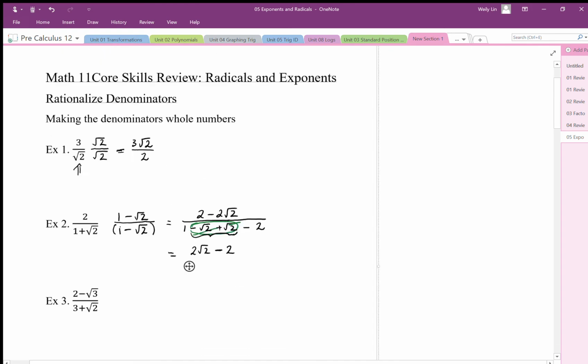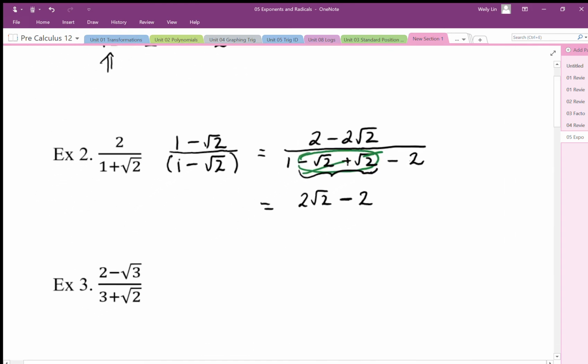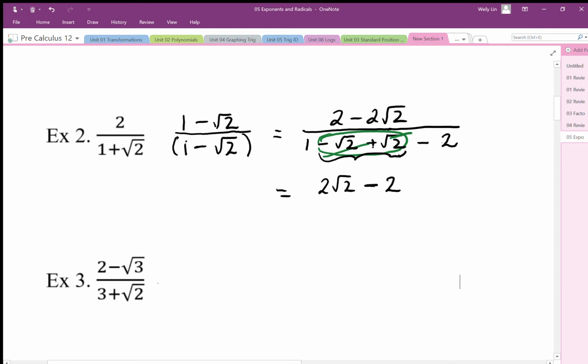So this one here, same thing. We want to get rid of that binomial radical. So we're going to multiply by the conjugate. So the conjugate is 3 minus root 2. And this is going to be 3 minus root 2 on top.